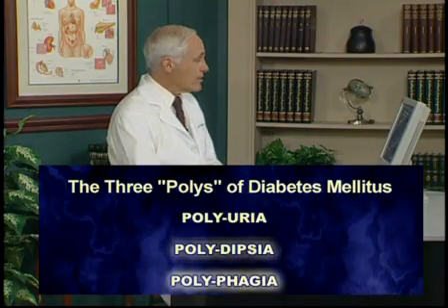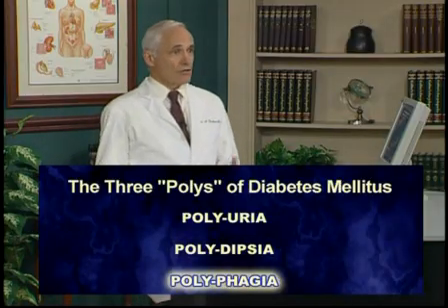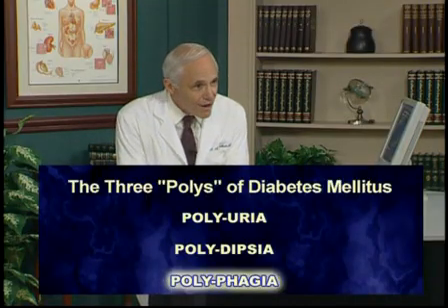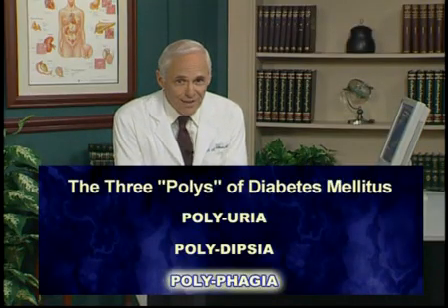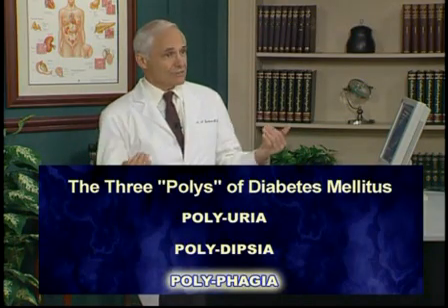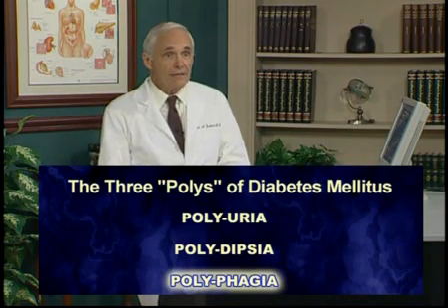Finally, there's polyphagia, the third of the three polys, which is lots of eating. Large amounts of eating, because these patients are actually starving. They are internally starving their cells because they're not getting the sugar into the cells. They have high levels of sugar, but they're not getting to where it can be. So metabolically, they're starving.